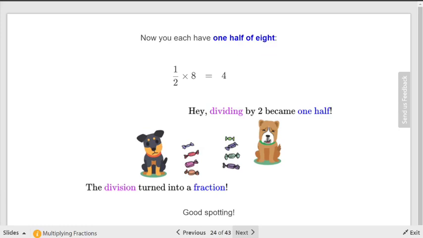4. So even though of means to multiply, because we're multiplying with a fraction, anytime you're working with fractions, it always indicates you're doing what operation? Fraction bar means to divide. Yes?